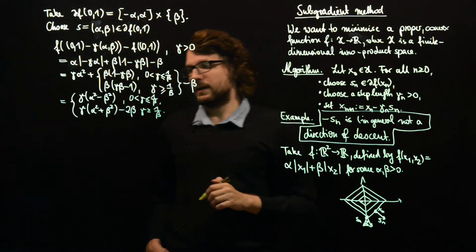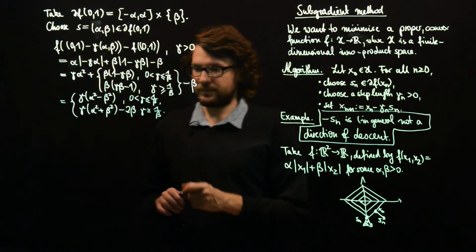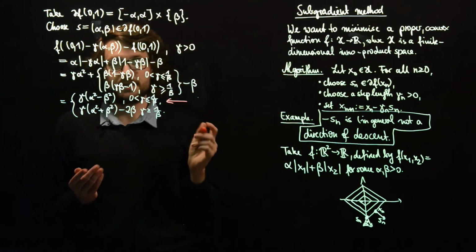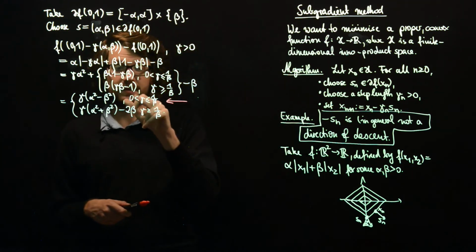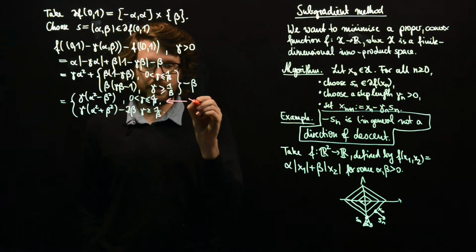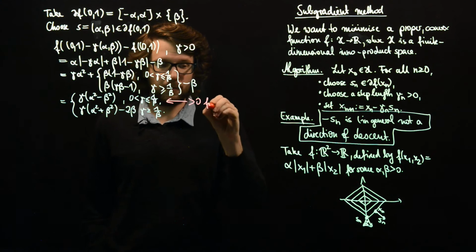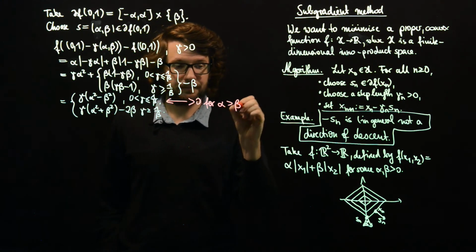Okay, so we are actually mainly interested in the case for rather small step sizes gamma. So mainly in the first case. So this here will be greater than 0 for alpha greater than beta.